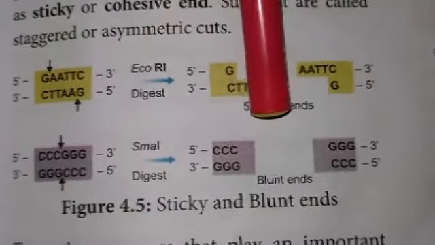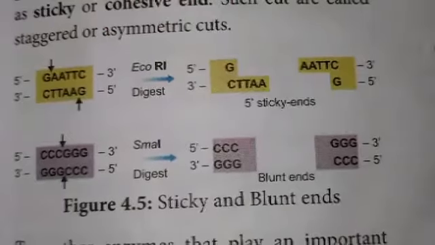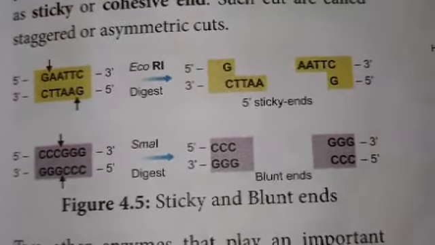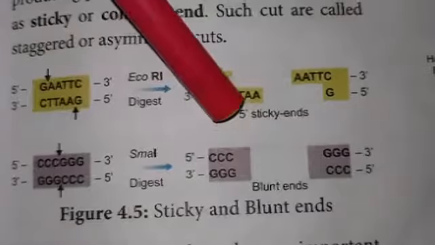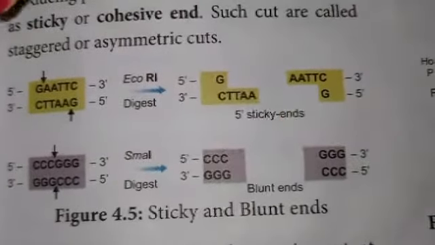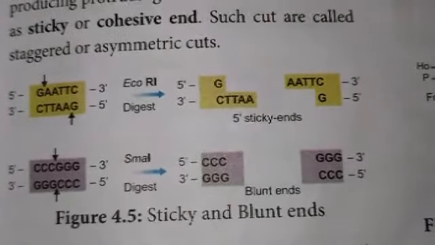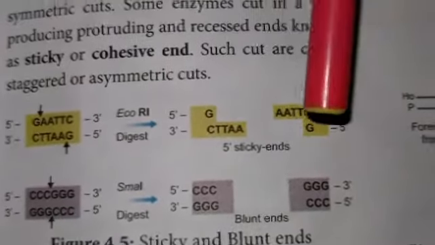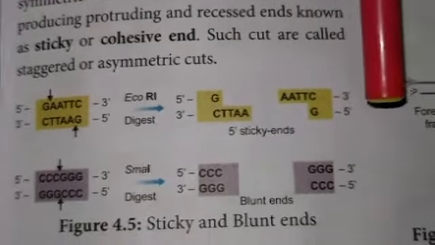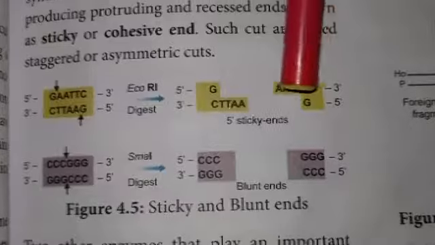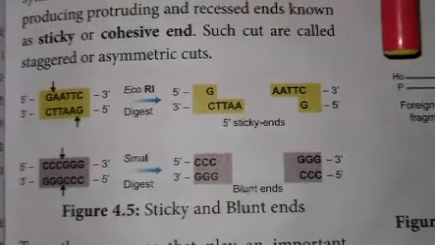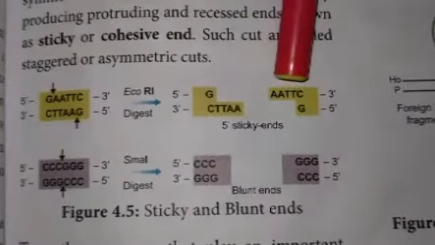It causes a blunt end or flush end of the DNA. These are known as a symmetric cut. Symmetric means an equal cut. Some enzymes cut in a way that a protruding end comes out. One part is protruding, meaning it comes out, and it is known as a sticky end.